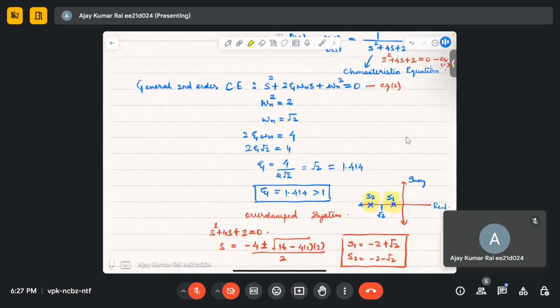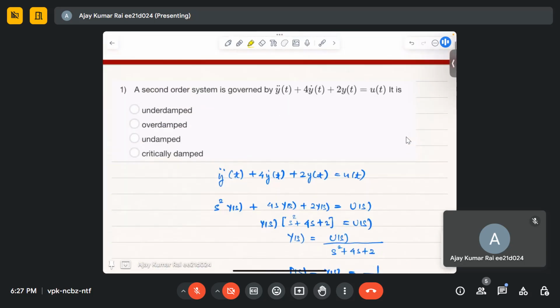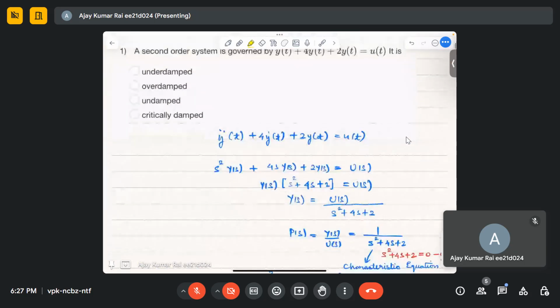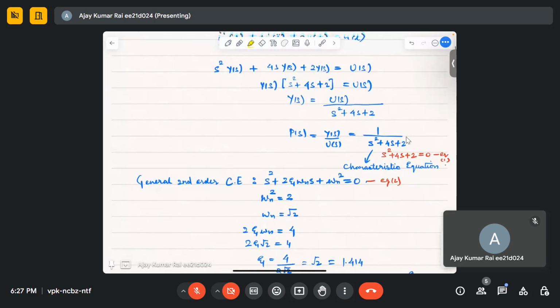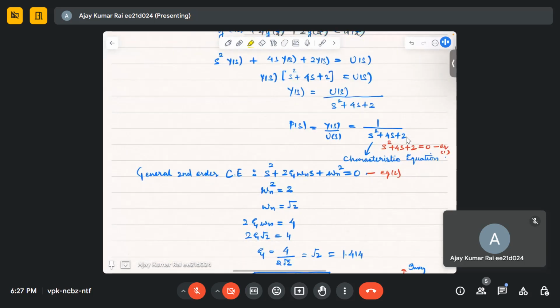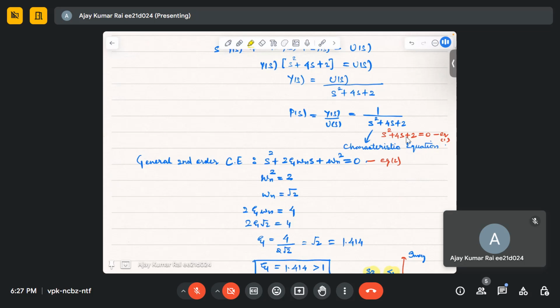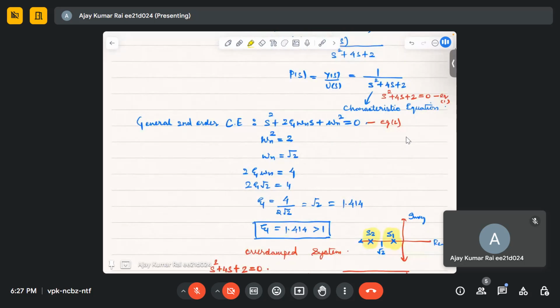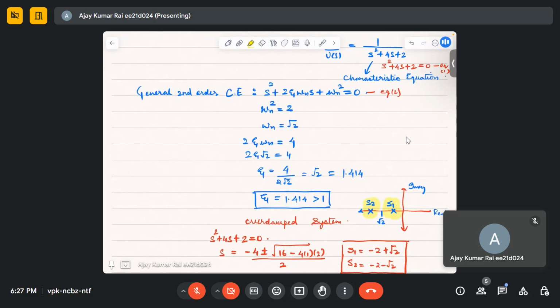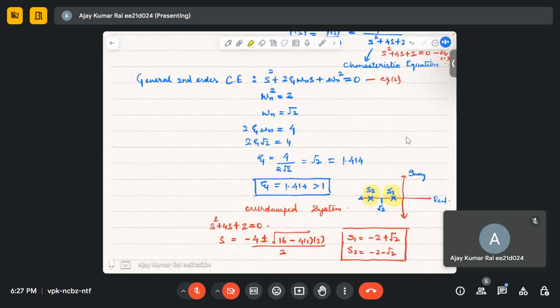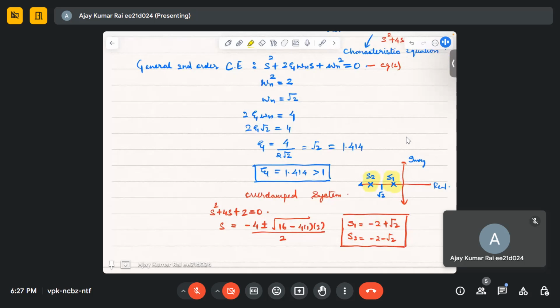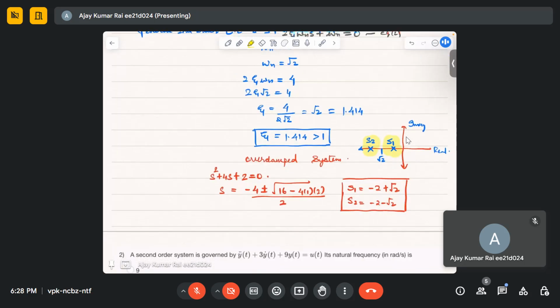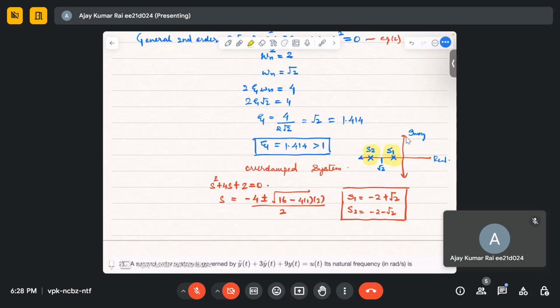So any doubt in this question? You have to find out whether the system is what, based on the transfer function. So I have derived the transfer function, then I'm comparing with the general second order characteristic equation. So I got omega n equal to root 2, then zeta is coming out to be root 2, 1.414, which is greater than 1. That's why the system is overdamped. And if you find the roots also, they will be lying here on the negative real axis. Any doubt?